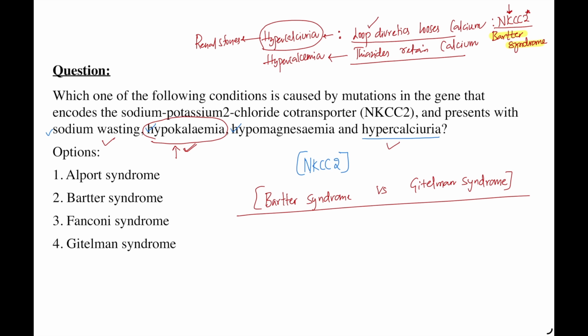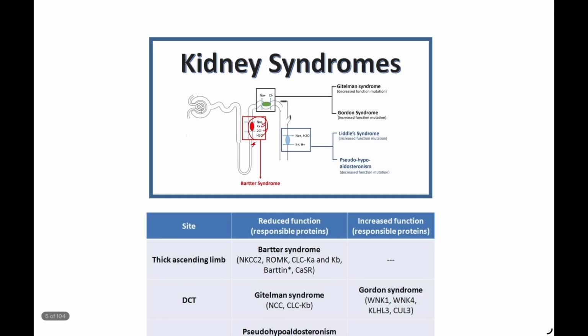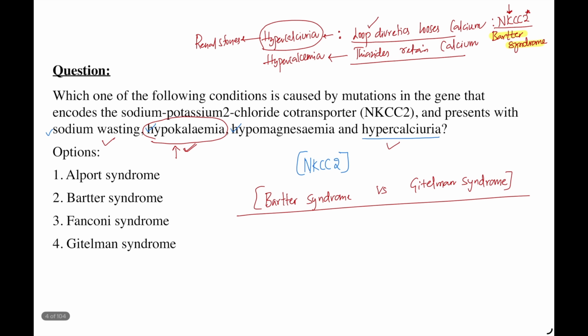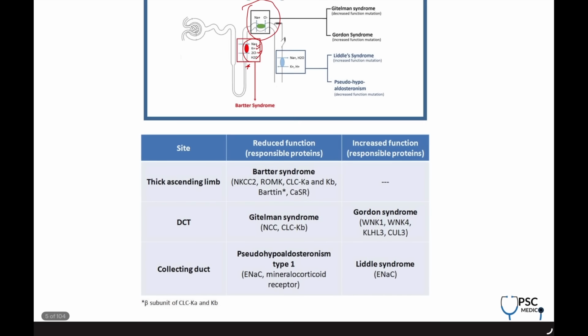Exactly opposite, there is a condition with thiazides, which retain calcium, causing hypercalcemia. And you know where thiazides act? Thiazides act in the distal convoluted tubule on the sodium chloride channel, the NaCl channel. Here it gets mutated, and this leads to hypocalciuria. Yes, there will be hypokalemia, there will be sodium wasting, and this condition is known as Gitelman syndrome. Based on this differentiation, I have seen so many questions coming in MCQ based exams.